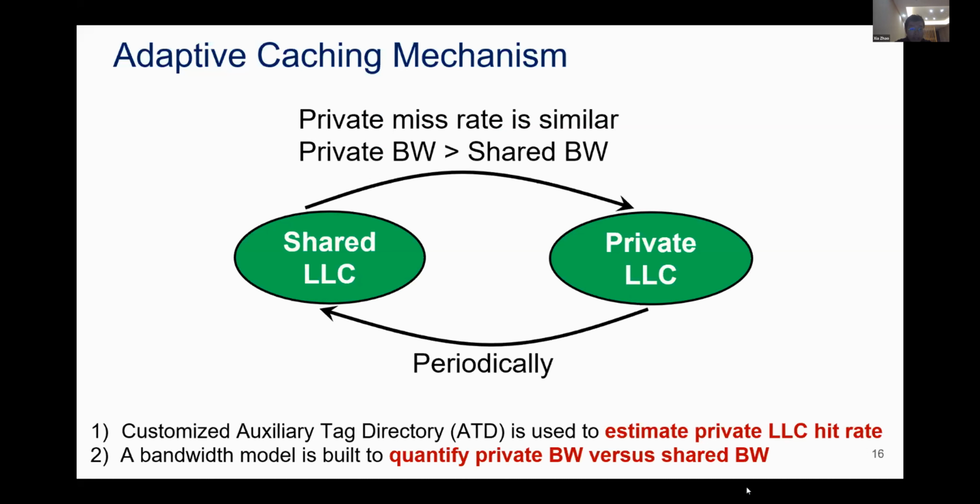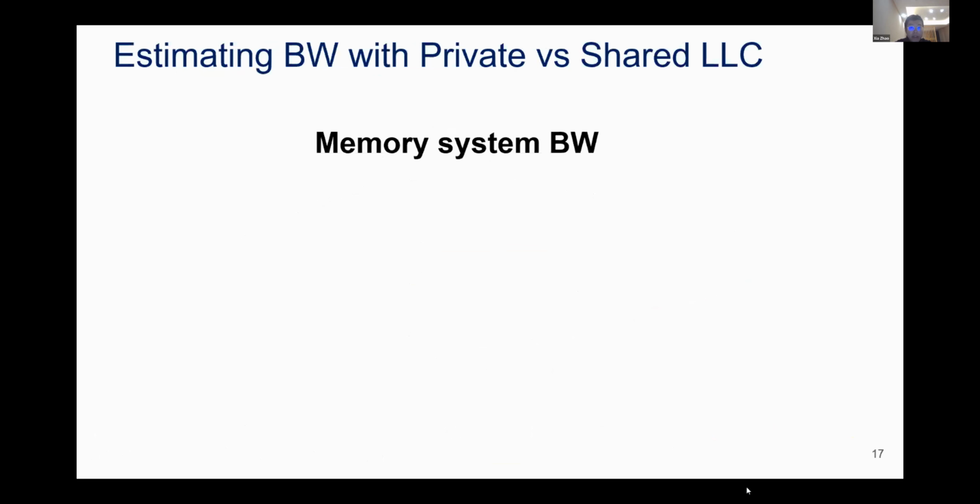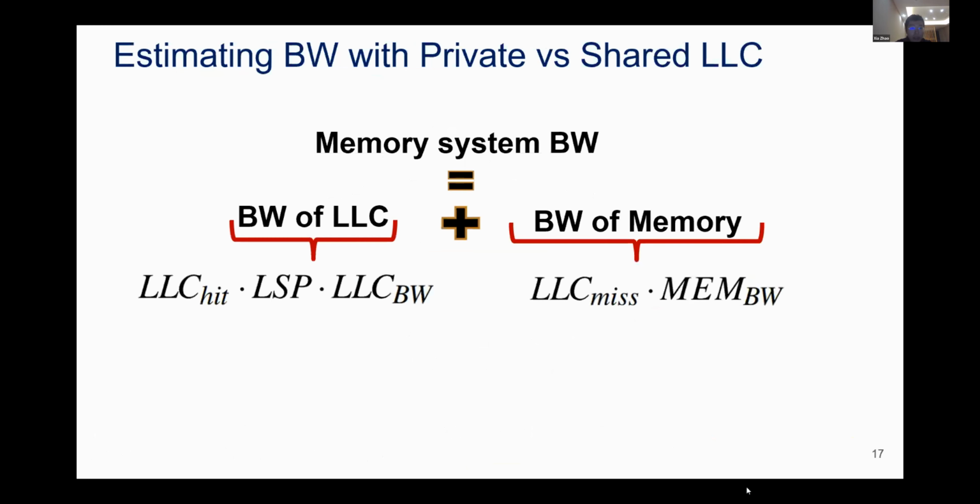The problem is that when the application is executing in the shared LLC, how do we estimate its private LLC miss rate? To achieve this, we propose a customized auxiliary tag directory to estimate the private LLC hit rate when the application is actually executing in the shared LLC. Details can be found in the paper. We also build a bandwidth model to quantify the private LLC bandwidth versus the shared LLC bandwidth. Here is the memory system bandwidth model. The memory system bandwidth is the bandwidth of the LLC plus the bandwidth of the memory.